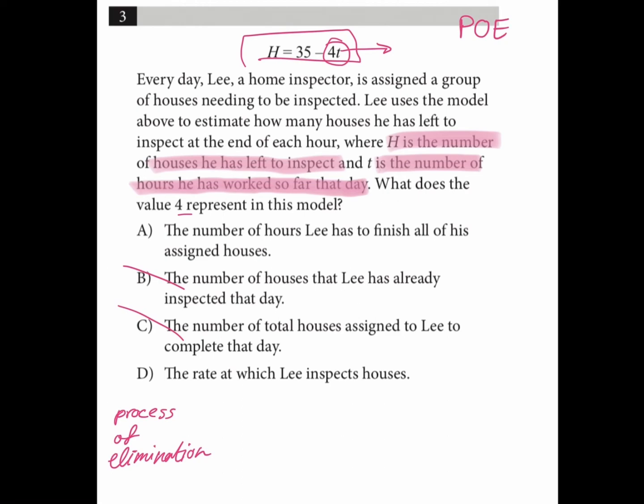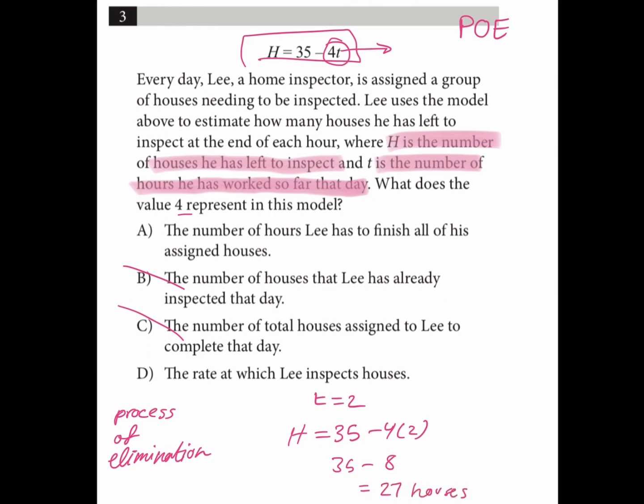So let's try to prove this by plugging in a number for T. So let's say T is equal to 2, and then we plug that into the model above. So H equals 35 minus 4 times 2, which is T. And that is 35 minus 8, which is equal to 27 houses left to inspect.